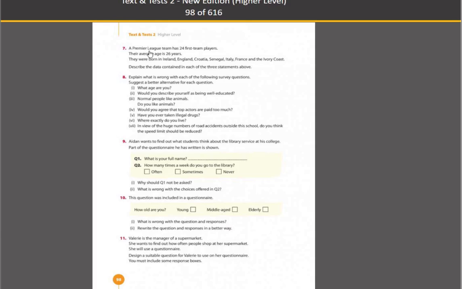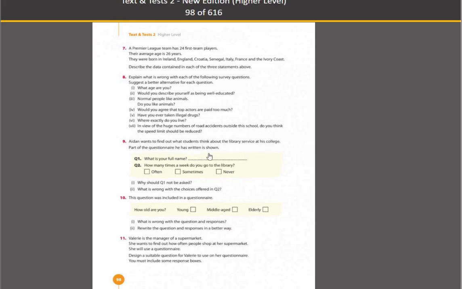Okay, so that's all for the corrections for Monday. All right, now we're going to go on to the next section here, which was 8 to, I think, question 14, and then we'll look at a few more. All right, so we'll skip 8 and we'll have a look at 9. Aidan wants to find out what students think about the library service at his college.